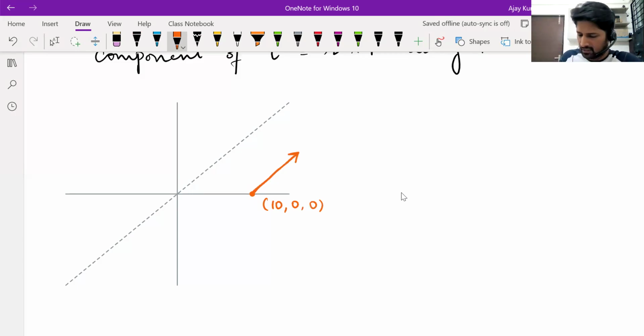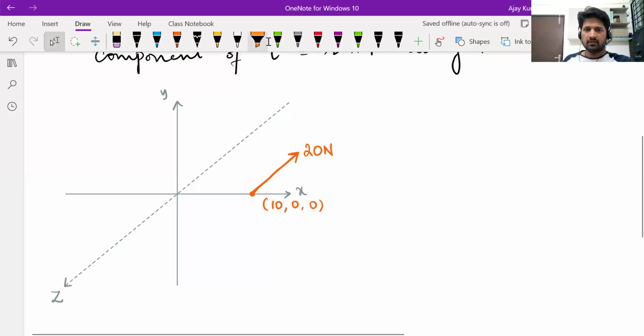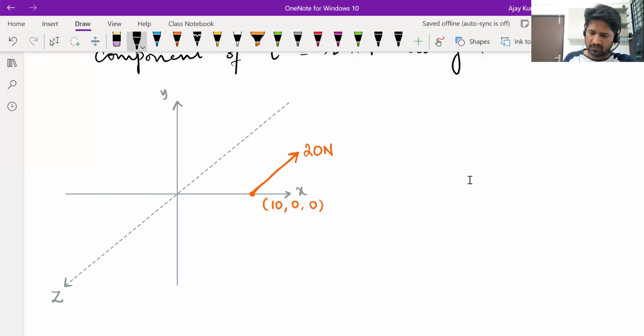How much force shall we take? Say 20 newtons. If this is the positive x direction and this is positive y, then this out of your screen will be positive z, and into your screen will be negative z. So the force of 20 Newton is acting into your screen. Now, let's say there is an object, you can imagine a cylinder to be present here, and let's say the cylinder is free to rotate about the y-axis.